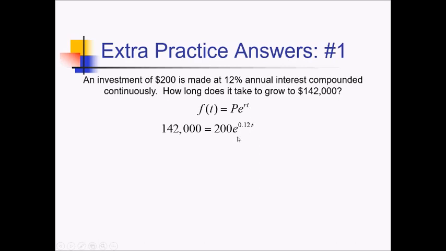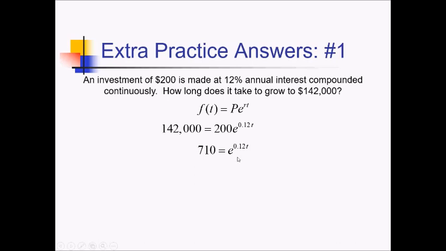So in order to solve this, we isolate our exponential term, which is e. So we'll divide both sides by 200. That leaves us with, let's see, two of those zeros are going to cancel. It's basically going to be 710. I could probably do it on a calculator. I'm going to have to use the calculator at some point anyway, but that's 710.